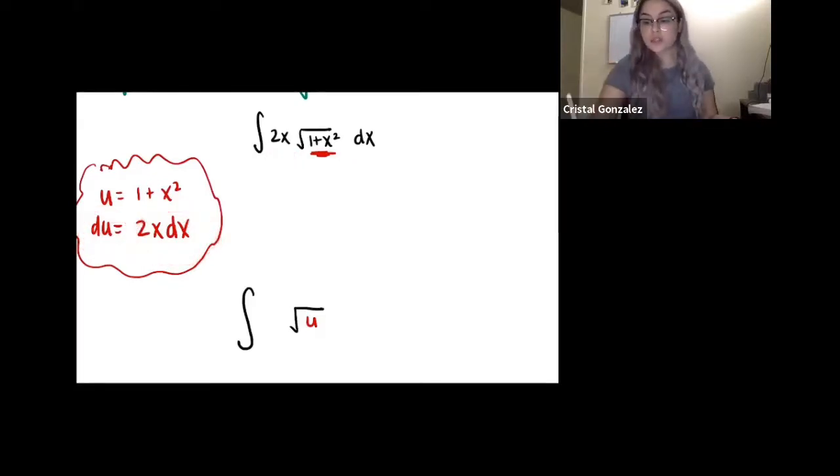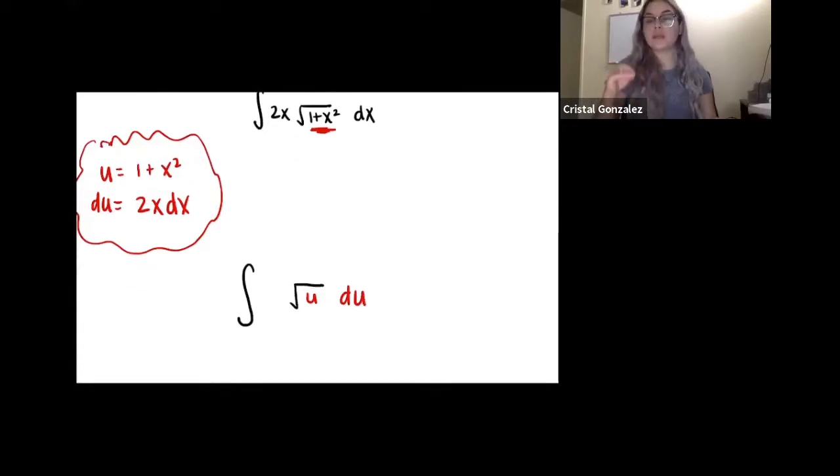So what we're going to do now is write this as equal to the square root of u du. And I'm just putting things in red that I replaced.